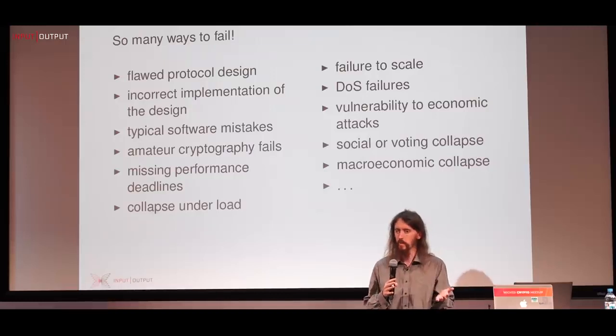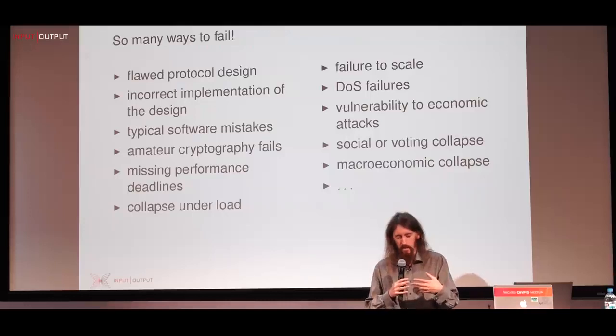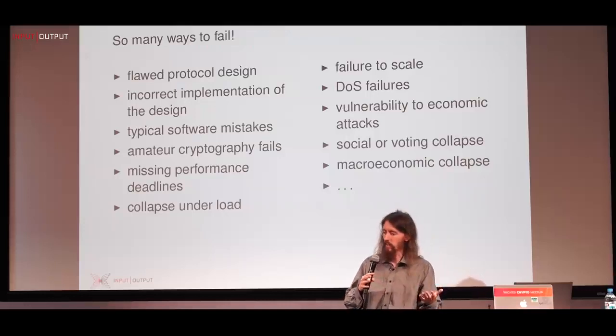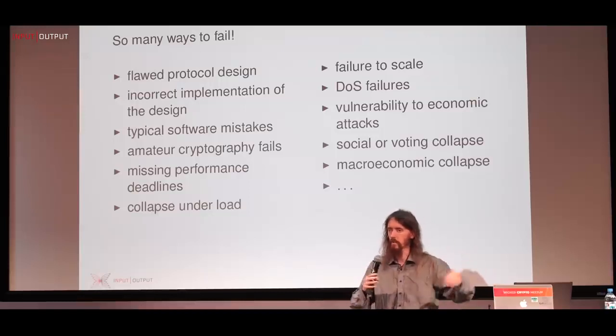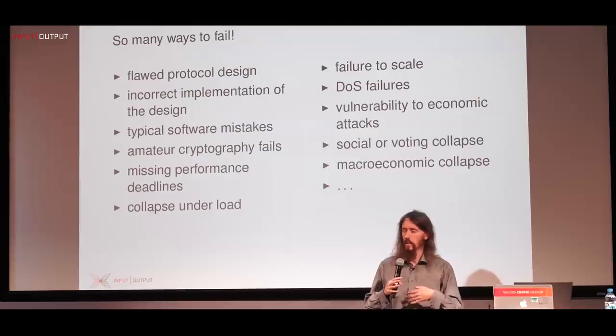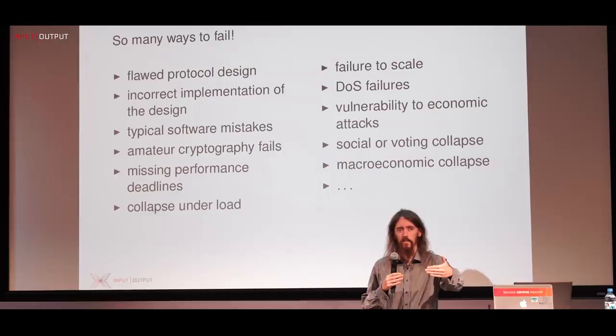The system seems to work fine when you run it with just a few users, and falls apart when you run it with lots of users. Failure to scale: it works fine when there's only a few nodes running the system, but when the nodes are far apart and there are lots of nodes, or there are high transaction rates, there are all kinds of dimensions of scaling, but systems can fail to scale and then be not useful because they didn't manage to scale to the size that you wanted.